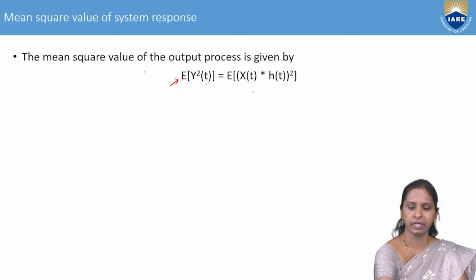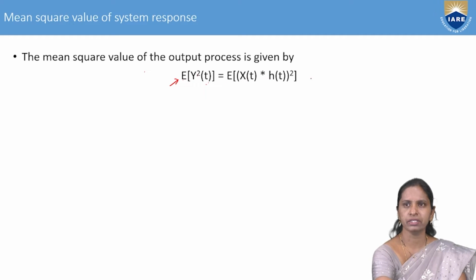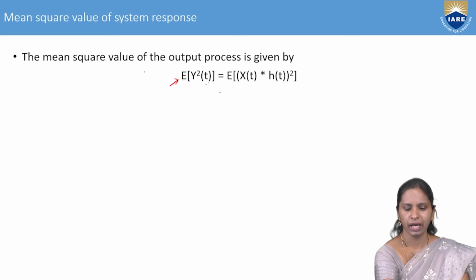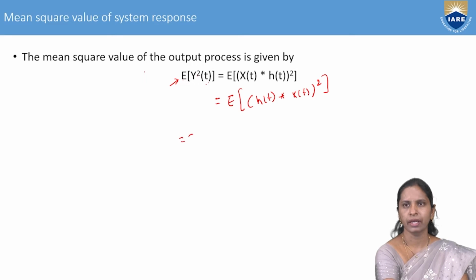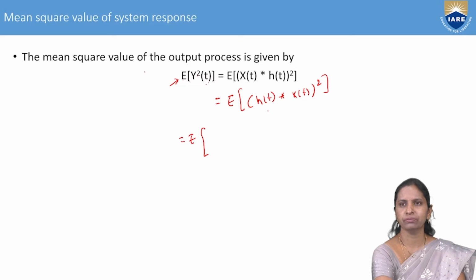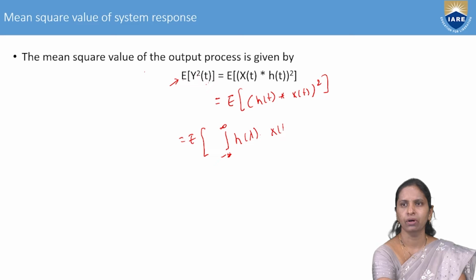Now, what is the response of the LTI system? It is nothing but x of t convolution h of t, and then you have the square. So write here the whole square. Or else, you can write this as E of h of t convolution x of t whole square also. Then equals the expectation of, what is the formula for h of t convolution x of t? That is nothing but the integration from minus infinity of h of lambda into x of t minus lambda d lambda.